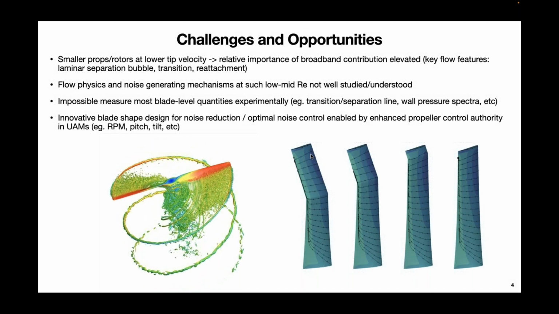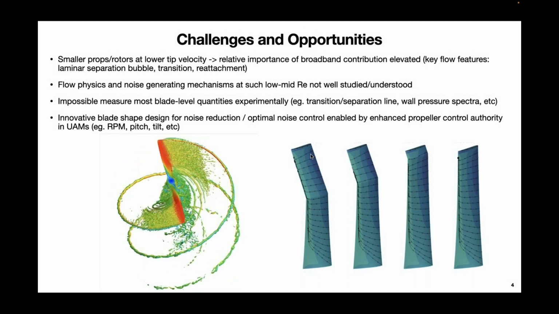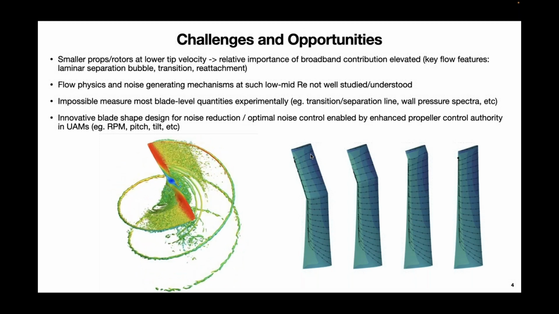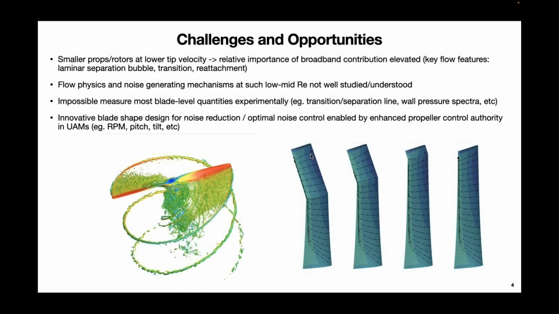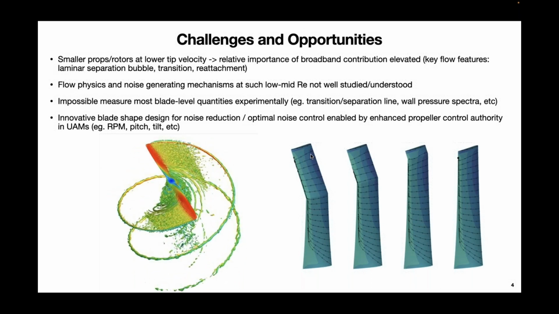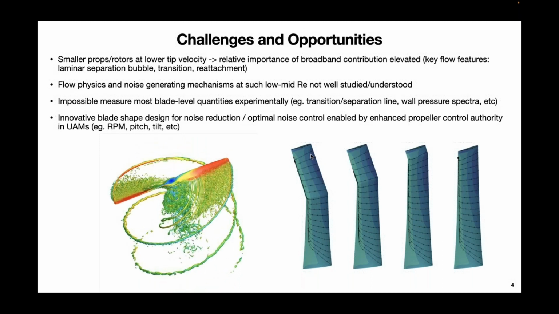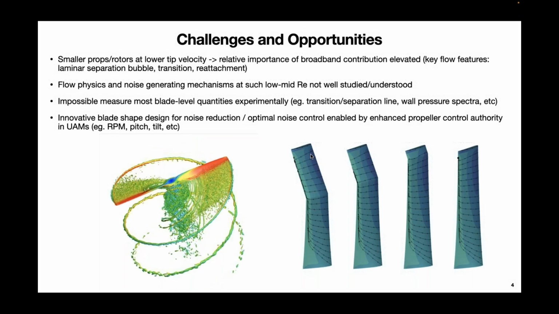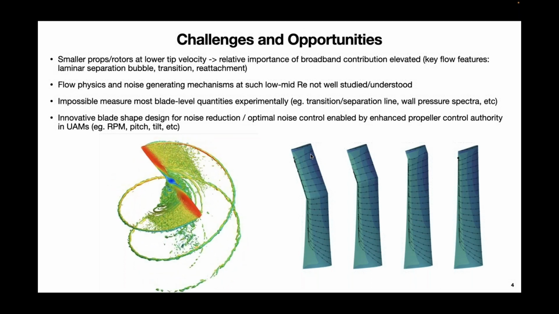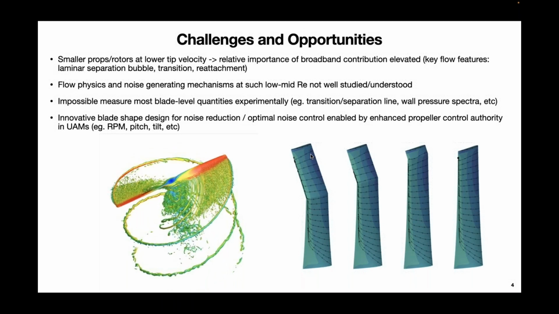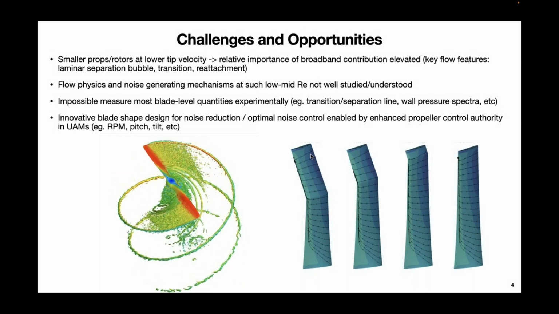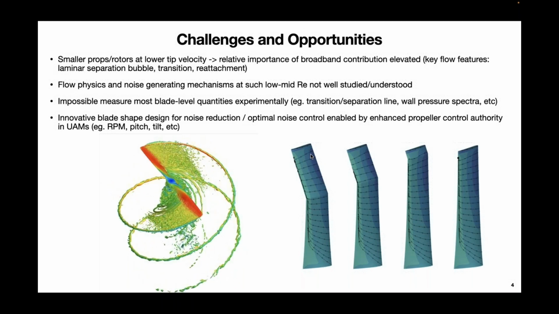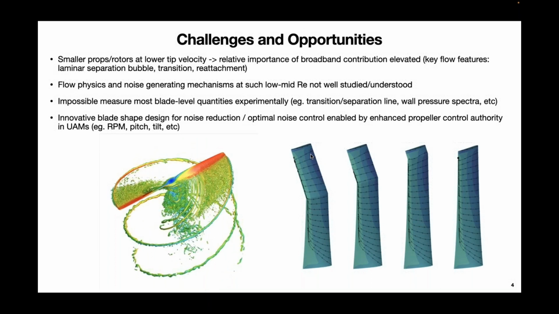This also leads to some opportunities. For example, on the bottom right here, you see some innovative blade shape design. We for example have looked at different blade tip designs to reduce noise. And also optimal noise control, which is enabled by the enhanced propeller control authority in UAMs, meaning for these UAM configurations, we are able to have RPM control, pitch control, and also tilt the rotors and things like that.